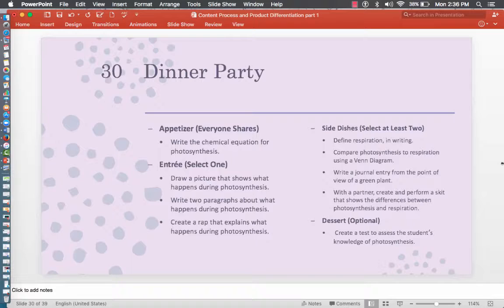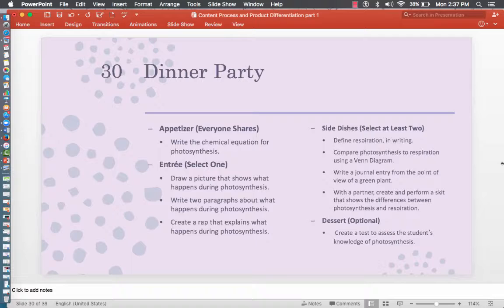Then you're going to have your entree. You're going to draw a picture of what happens during photosynthesis. What happens? Things become green, okay? Write 2 paragraphs about what happens, and then create a rap that explains what happens during photosynthesis. I would let them do that part in a group because you're going to have a lot more fun that way.